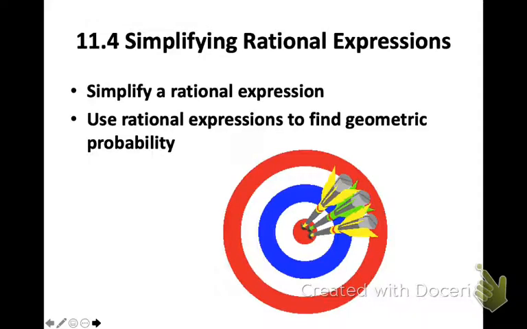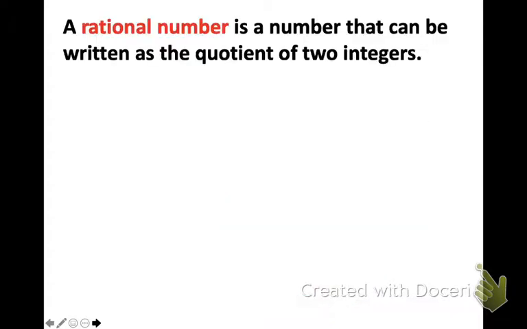In today's lesson 11.4, we're going to simplify rational expressions. Not rational numbers, although we'll look at them, but rational expressions, because you know how to do rational numbers. A rational number is a number that can be written as the quotient of two integers. So types of fractions: 1/4, 27 over 32, 7 over 1.